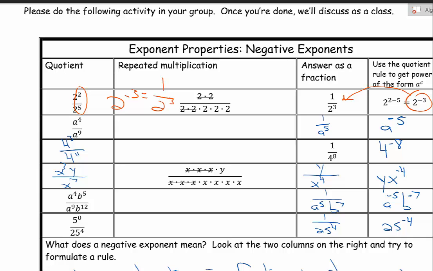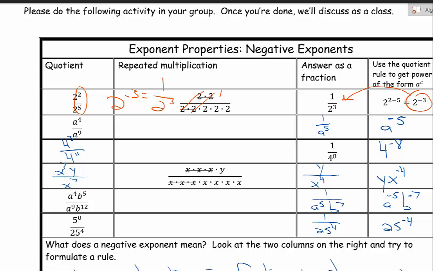In the middle, we kind of show what's going on. 2 times 2, we've got 5 of them here on top, so we're going to cancel these out. So I ended up with 3 2's on the bottom. That's how it works out. If you forget what's going to happen, then we can always write it out.